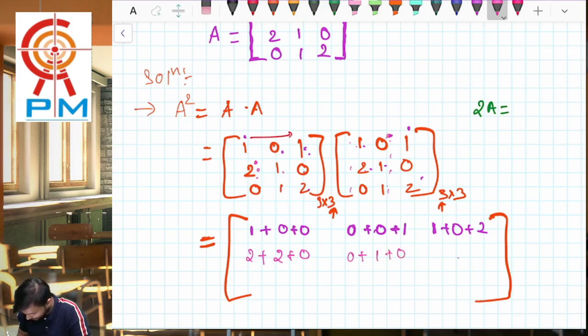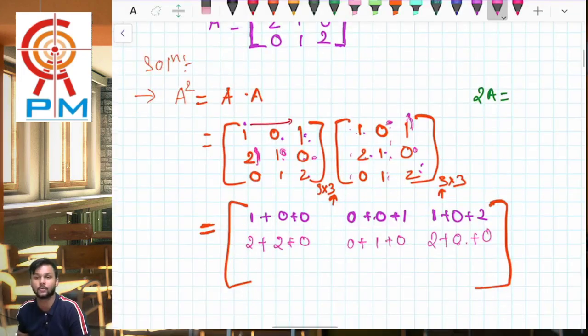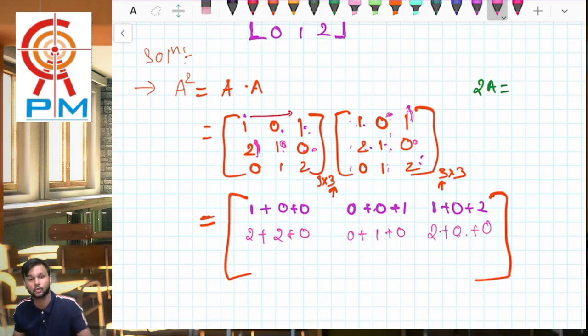And finally, for the third element of the second row, I will repeat the procedure. This 2 is going to multiply with this one, giving me 2. This one is being multiplied with 0, giving me 0, and this 0 is being multiplied with 2, giving me 0. And here we have achieved the first two rows of the matrix A square.